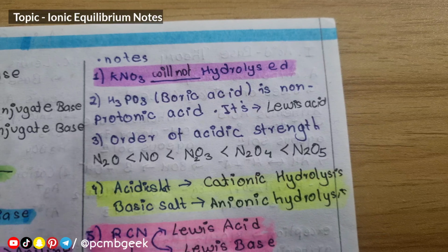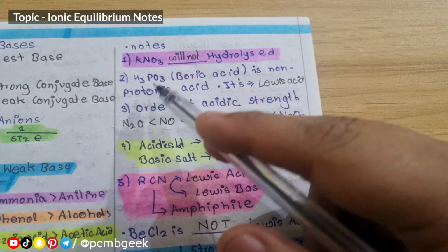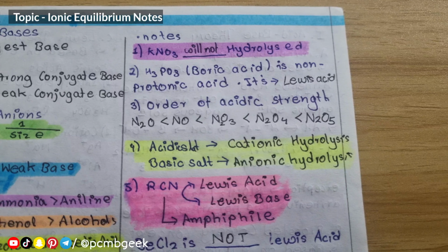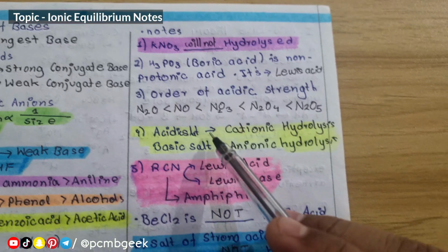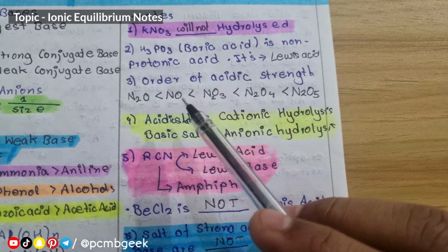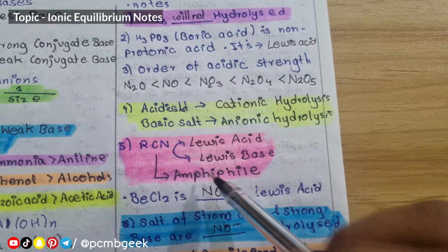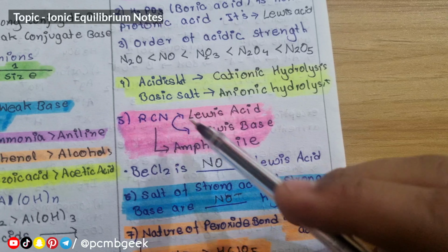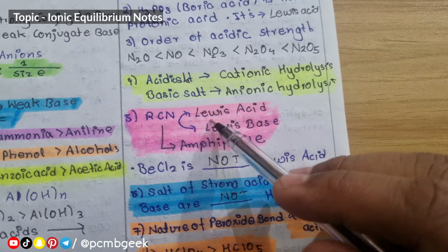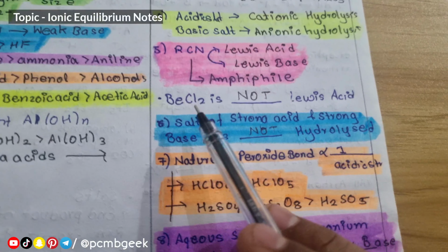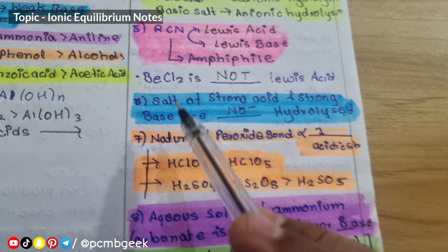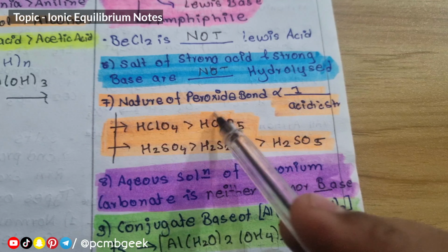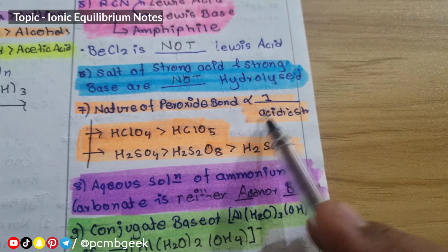Now there are some notes from ionic equilibrium. KNO3 will not be hydrolyzed. H3BO3 is boric acid, a non-protonic acid; it is a Lewis acid. The order of acidic strength is given for nitrogen oxides. Acidic salt gives cationic hydrolysis and basic salt gives anionic hydrolysis. HCN is amphiprotic, that is, both Lewis acid and Lewis base. BCl3 is not a Lewis acid. Salt of strong acid and strong base is not hydrolyzed. The nature of the peroxide bond is inversely proportional to acidic strength.